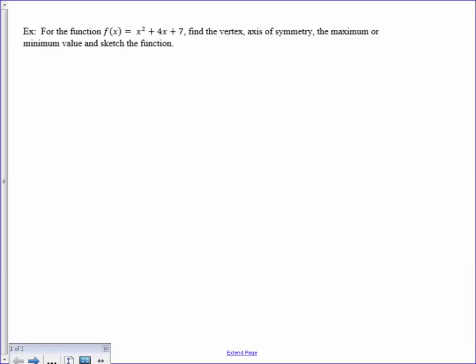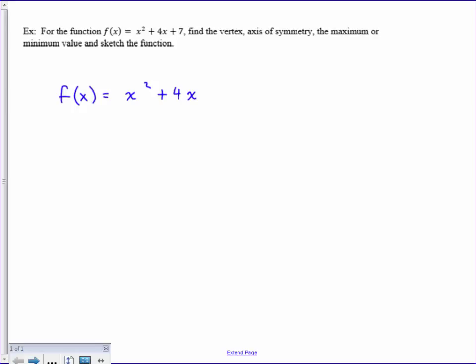If we are asked to graph a quadratic function by hand by finding the vertex and so forth, then we want to complete the square on that function to be able to put it into proper form. So the first thing I'm going to do is copy down my f of x function and write it so that I can prepare to complete the square.